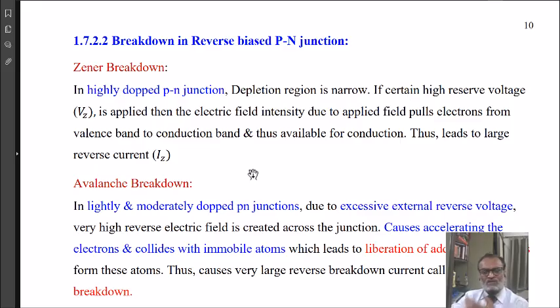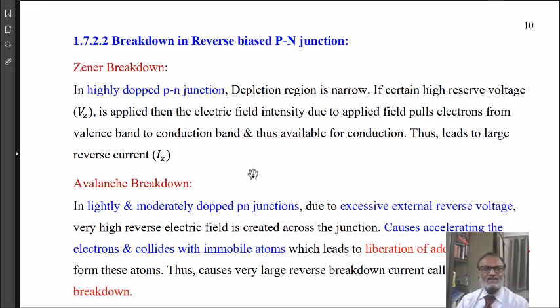When these two electrons are again accelerated and strike another immobile ion, they liberate additional electron and hole pairs. Therefore, suddenly a large amount of current flows due to avalanche multiplication. This phenomenon is called avalanche breakdown.